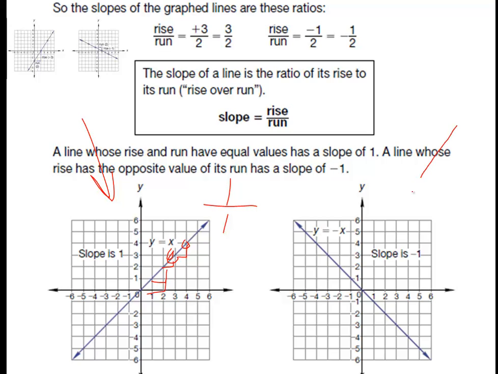Where this one here, it does the same thing, but it's going over 1 and down 1, over 1 and down 1, over 1 and down 1. So your rise is still 1, but it's negative because it's a negative slope. So it's negative 1 over 1, which is a negative 1 answer. So in this case here, the rise over run on both of these is 1 over 1, but on this one here, it's negative 1 over 1 because it's a negative slope, where this is a positive slope.